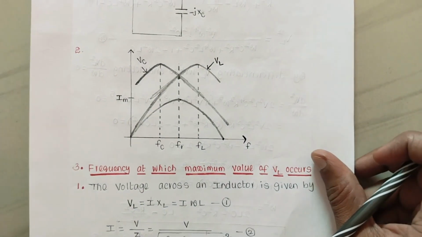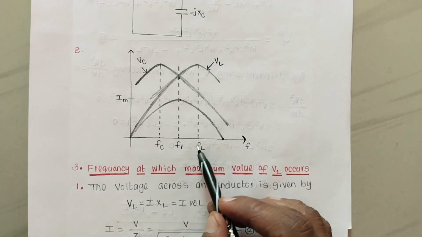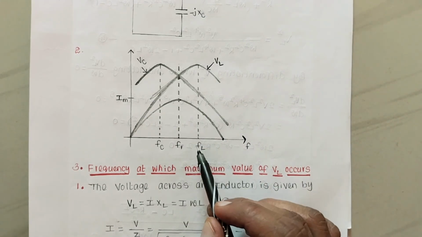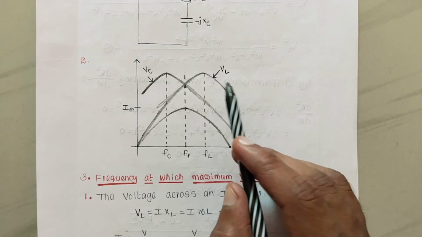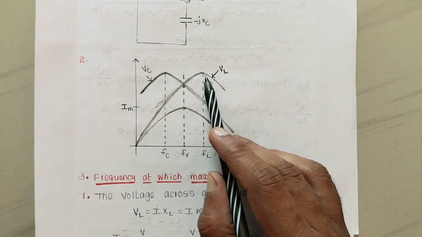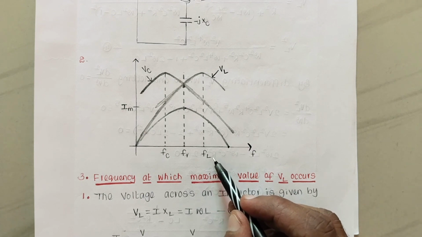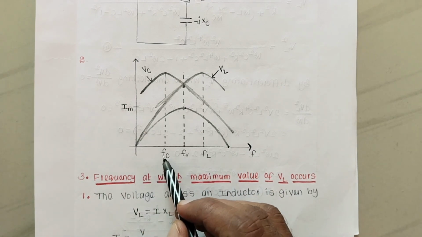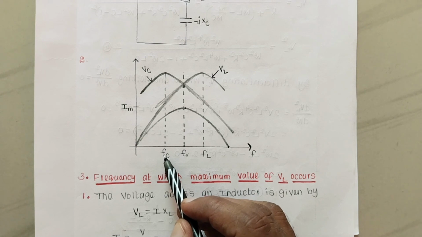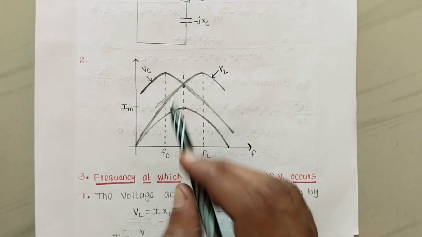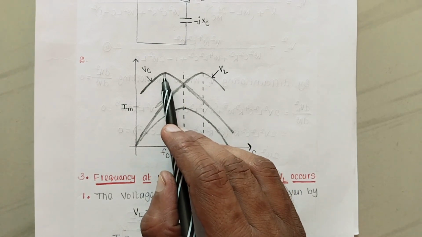So here we derived two expressions. At which frequency is the voltage across the inductor maximum? That is omega L in radians per second. Similarly, omega C is the frequency at which the voltage across the capacitor is maximum.